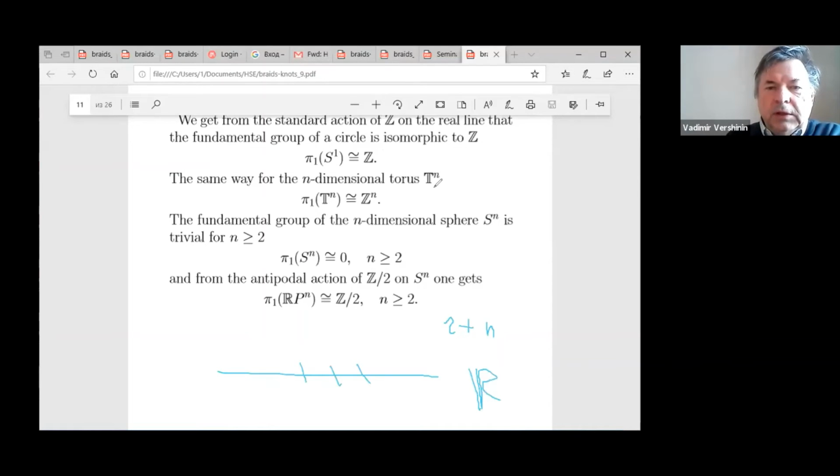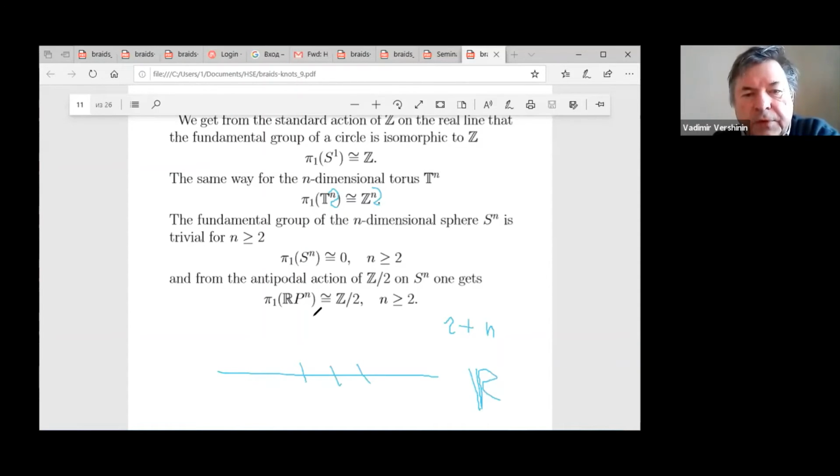The same way here, the n-dimensional torus. Everything we were speaking about in R2, it is possible to say in Rn, and then the fundamental group of the torus is just Z to the n. But in our case we consider just 2. The fundamental group of our torus is just this one.